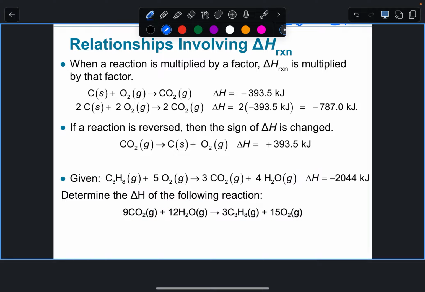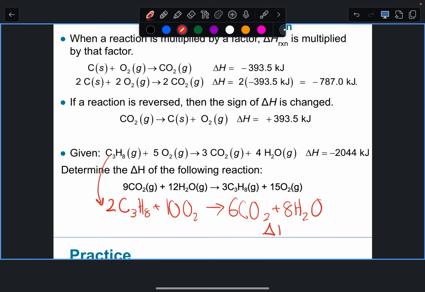If I had this one down here at the bottom, I can do the same thing. It's not like the coefficients all have to be 1. If I want to multiply that by 2, I would do 2 C3H8 plus 10 O2 goes to 6 CO2 and 8 H2O. And then my enthalpy would be negative 4,088 kilojoules. Okay? So if I multiply a reaction through, I've got to multiply the enthalpy. You can divide as well. So if you had a larger value, you can divide as well. Just do the same thing to the enthalpy.